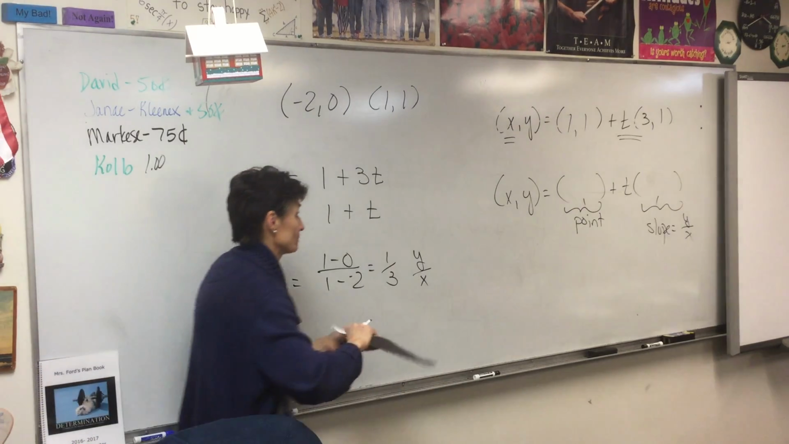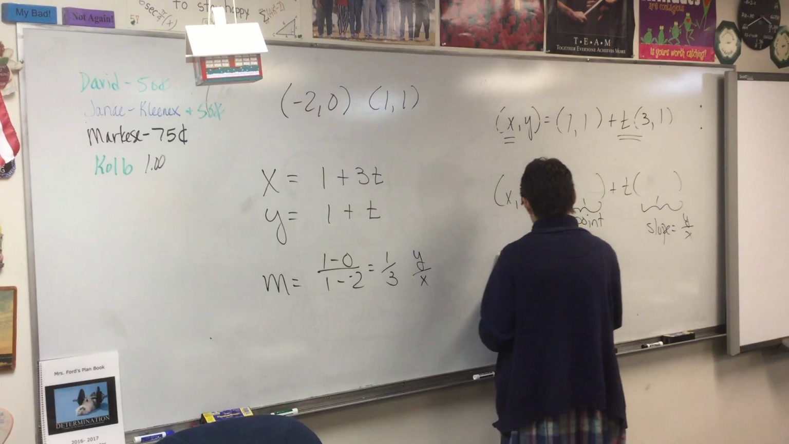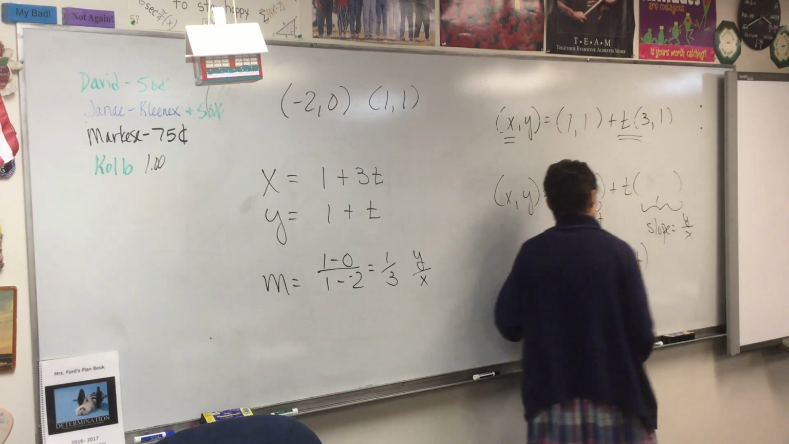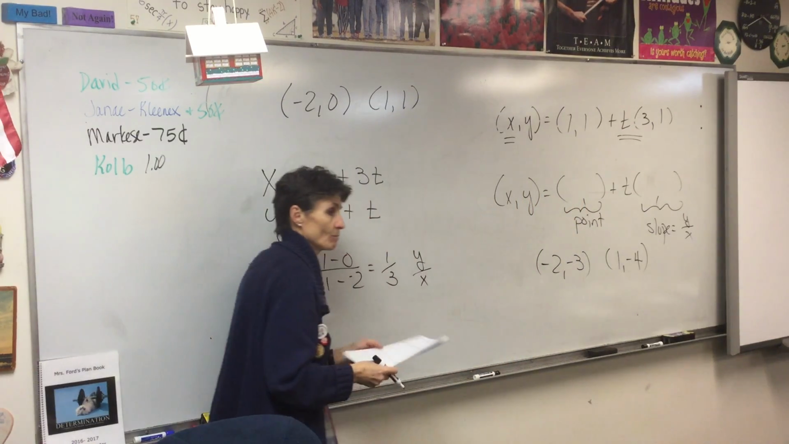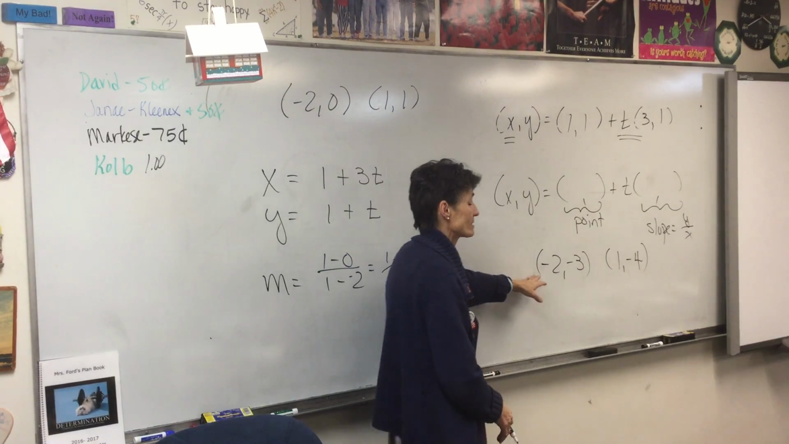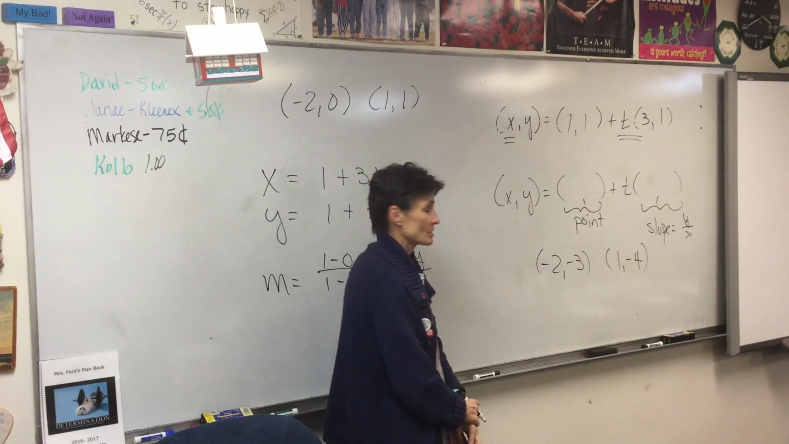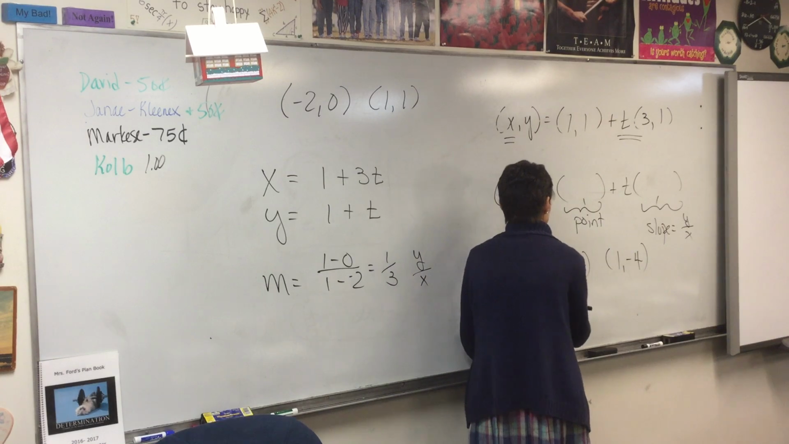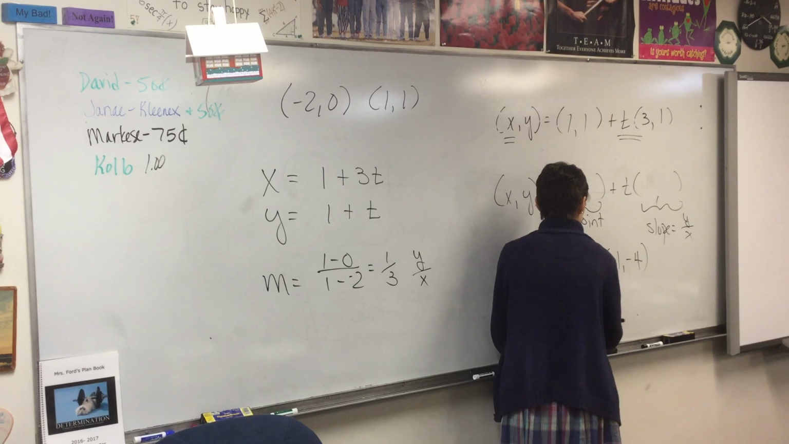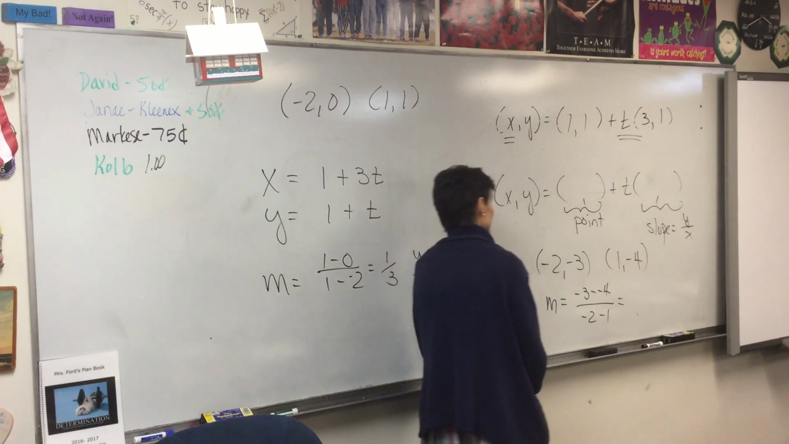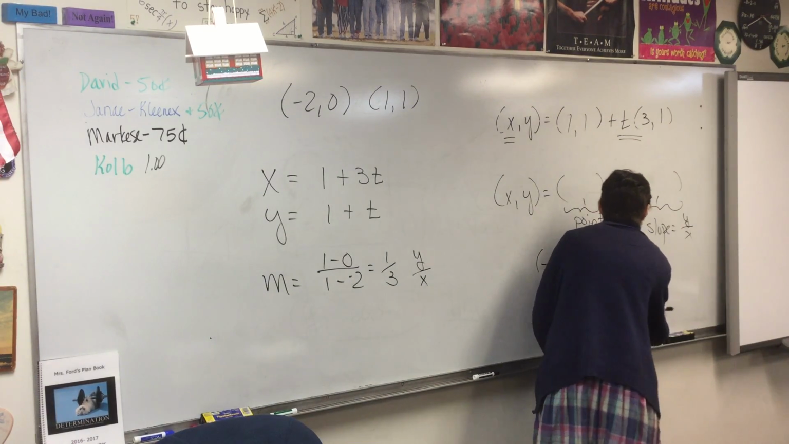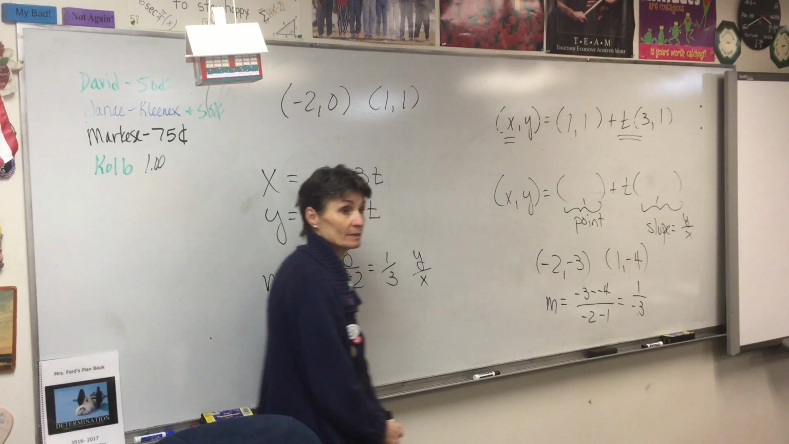One more. Step 1, here are our 2 points. Step 1, slope. Watch all the negatives. Negative 3 minus negative 4, negative 2 minus 1. So yeah, 1 over negative 3 or negative 1 over 3. One of them is negative. Doesn't matter which one.